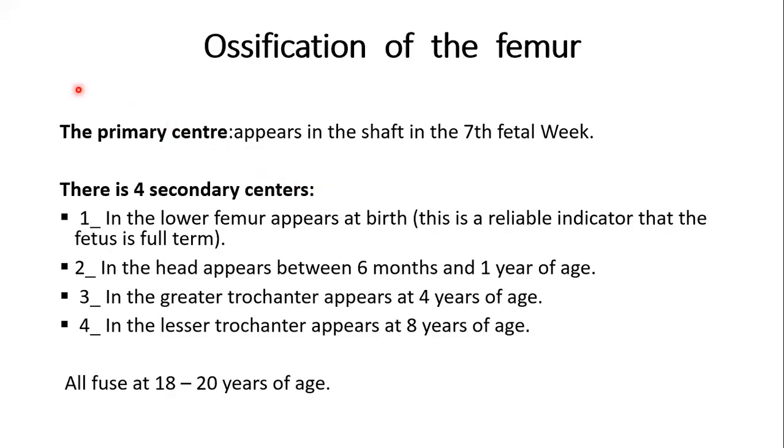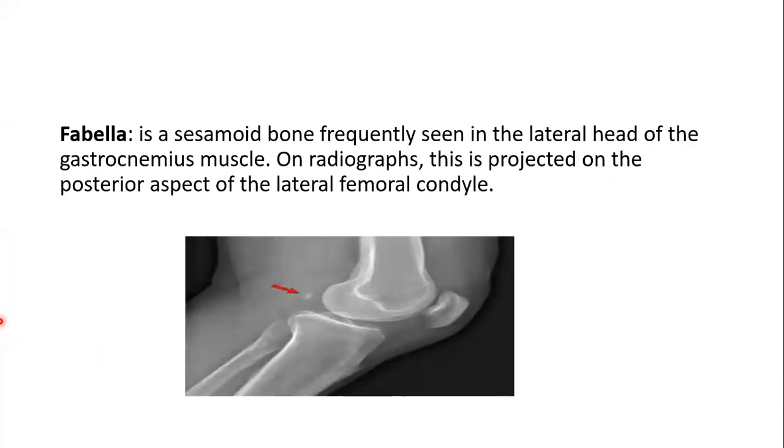ossification of the femur. The primary center appears in the shaft in the 7th fetal week. There are 4 secondary centers. In the lower femur appears at birth. This is a reliable indicator that the fetus is full term. In the head appears between 6 months and 1 year of age. In the greater trochanter appears at 4 years of age. And in the lesser trochanter appears at 8 years of age. All fuse at 18 to 20 years of age.